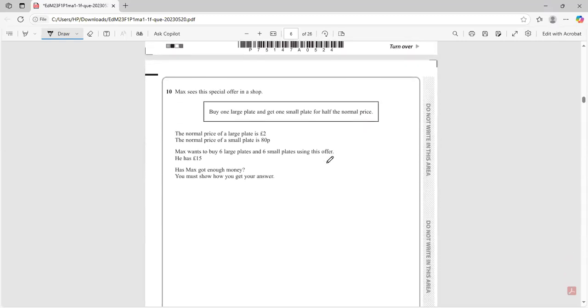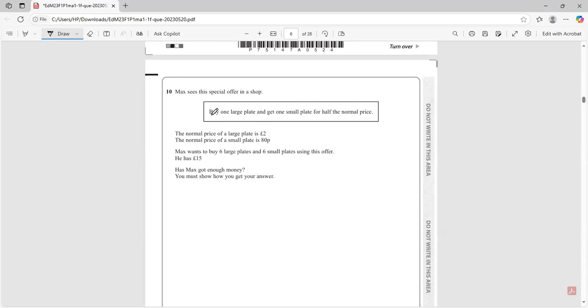Max sees a special offer in a shop, and this is the offer. It says buy one large plate, get one small plate for half the normal price. The normal price of a large plate is £2. The normal price of a small plate is 80 pence. Max wants to buy 6 large plates and 6 small plates using this offer. He has £15. The question is this: has Max got enough money? You must show how you get your answer.